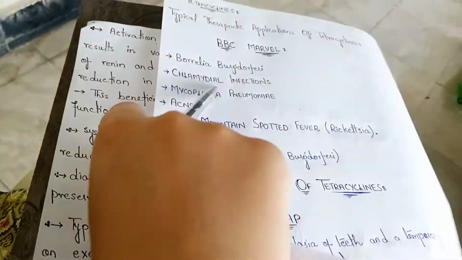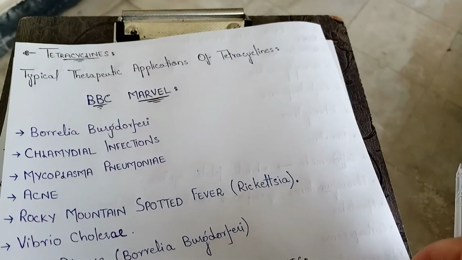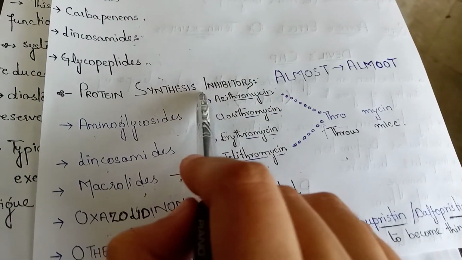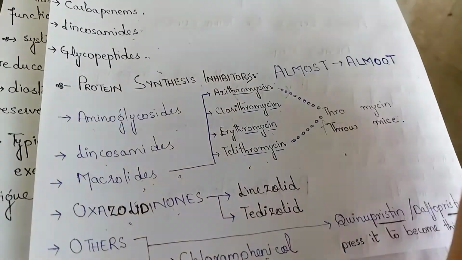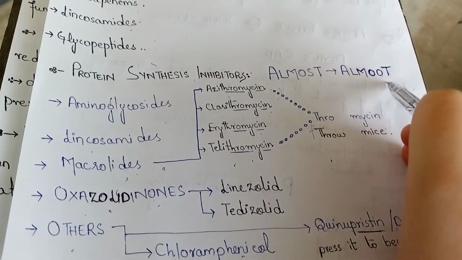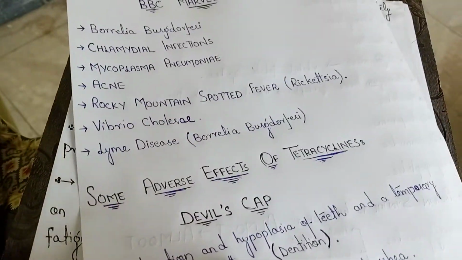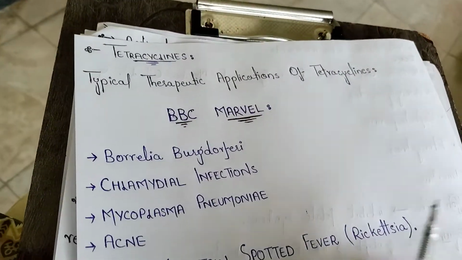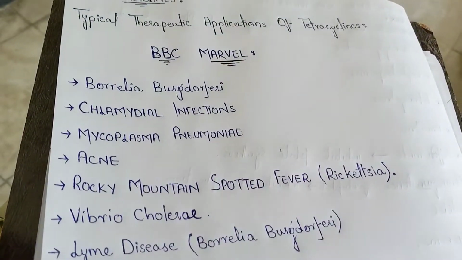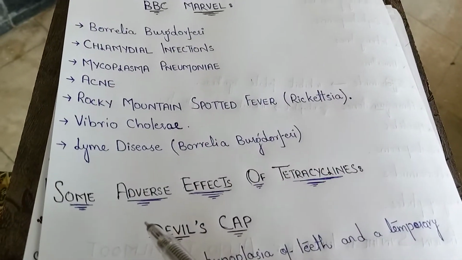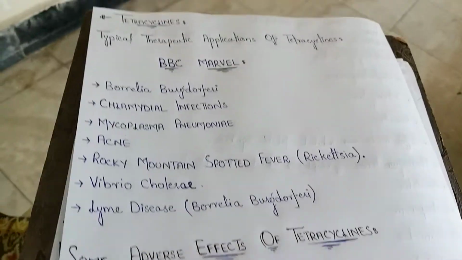So now we are going to our next topic, today's main topic of discussion, protein synthesis inhibitors. In protein synthesis inhibitors, I just took the first drug, and that is tetracycline, right? Almost the last one, T, tetracycline. In this lecture we are going to discuss the therapeutic application of tetracycline and some adverse effects of tetracycline.